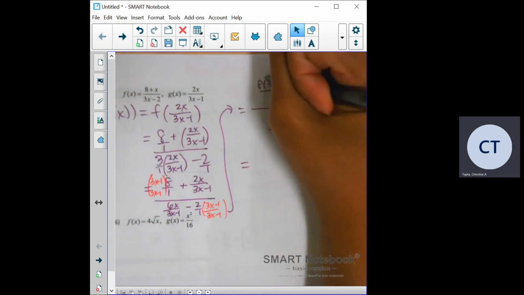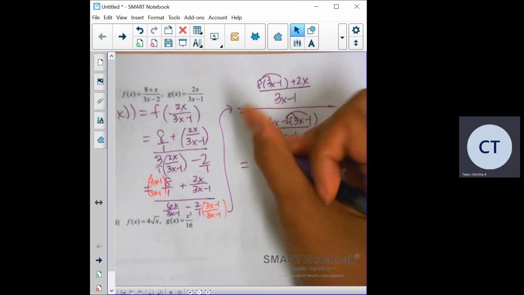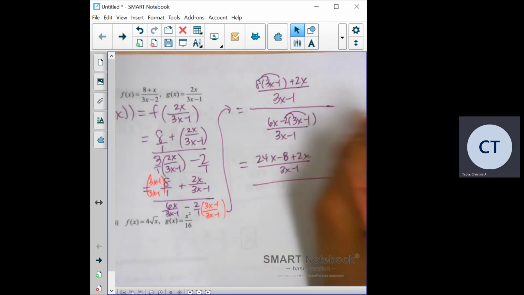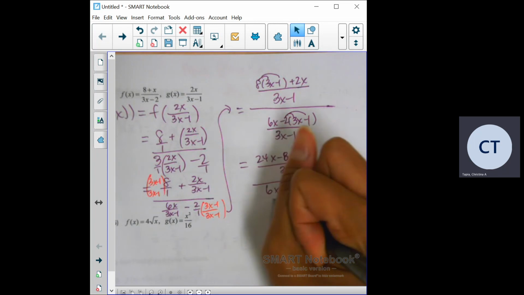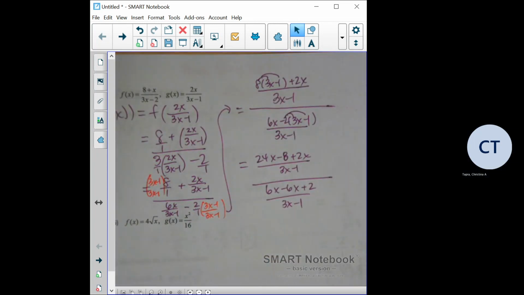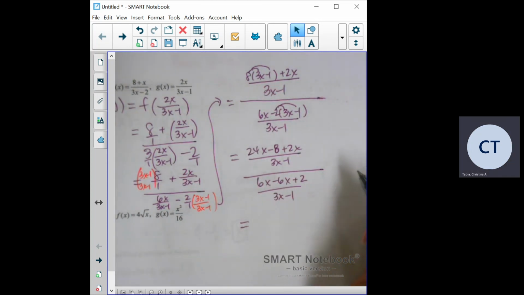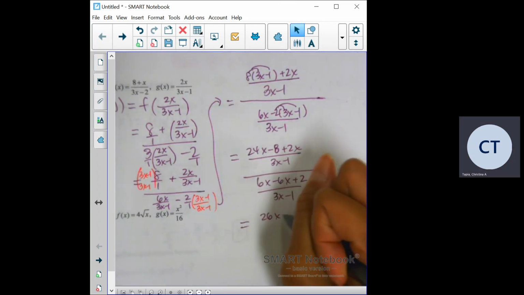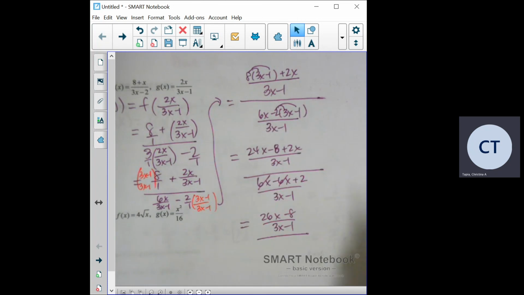So from here, I'm going to distribute the 8, and I'm going to distribute the 2. 8 times 3 is 24x minus 8, plus 2x over 3x minus 1, over 6x minus 6x plus 2 over 3x minus 1. Okay, in the numerator, I have to combine my like terms. So we're going to have 24 plus 2 is 26x minus 8. These 6's in the denominator cancel.